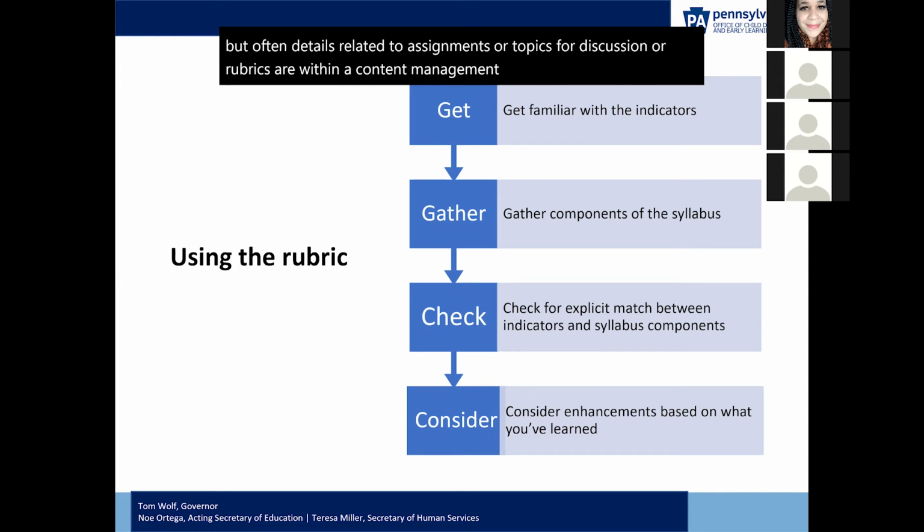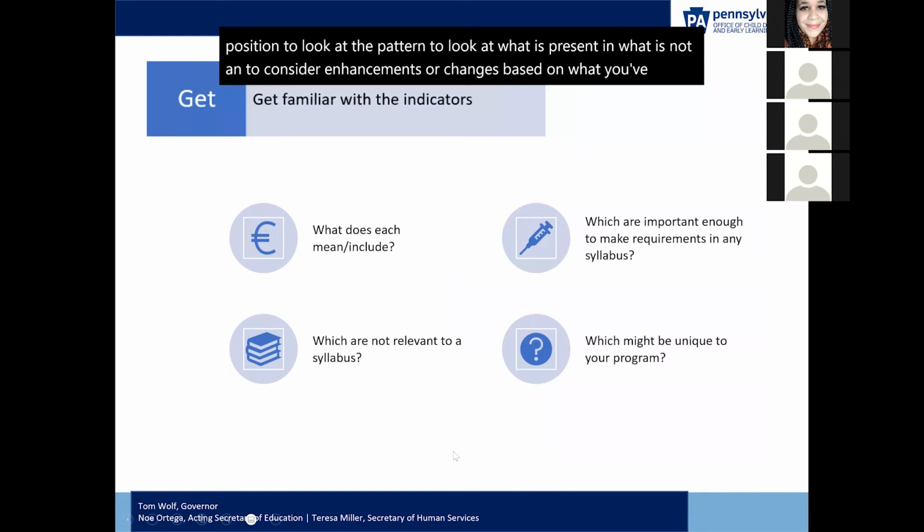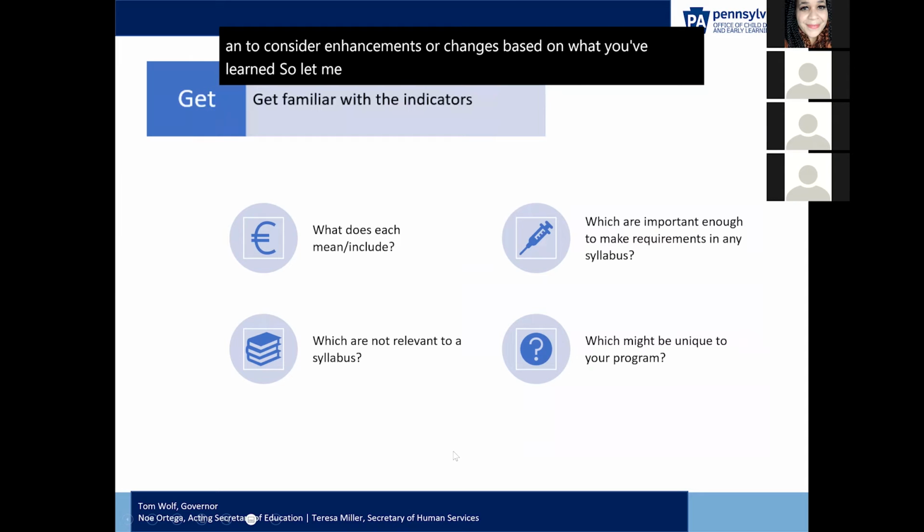So one of the things that's important in terms of making sure that the use of the rubric is as accurate as possible is gathering all of those components. And then the process is to check for explicit matches between the 20 indicators and the syllabus components. That then puts you in a position to look at the pattern, to look at what is present and what is not, and to consider enhancements or changes based on what you've learned. So let me just start with getting familiar with the indicators.